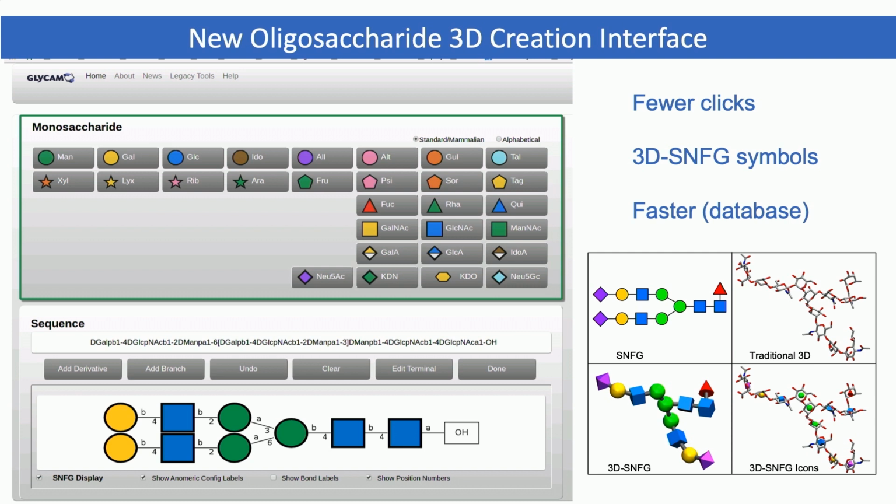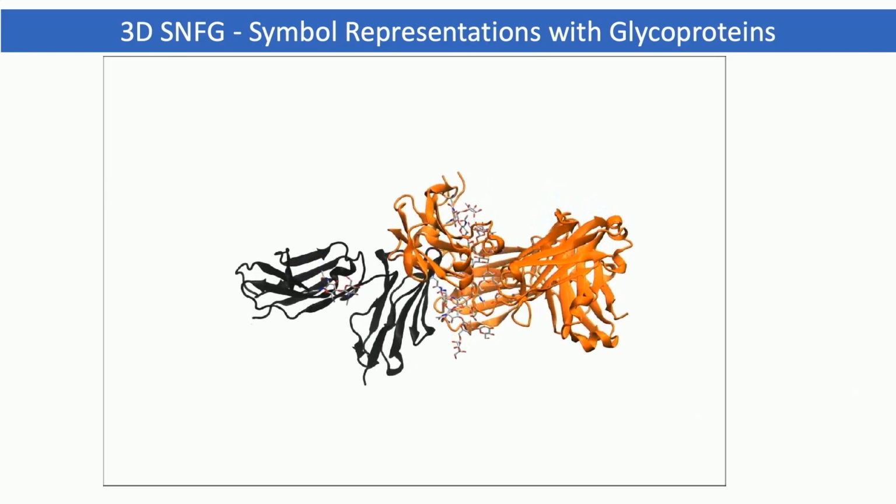What you can see in the inset on the right is a traditional view of a sugar in stick structures, and then the view of a sugar in circles and squares. What the circles and squares bring to the game is the ability to quickly recognize which sugar is which. Otherwise, they just look like a jumble of sticks. And this is particularly evident in this video.